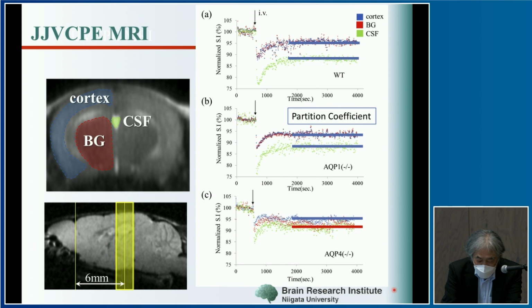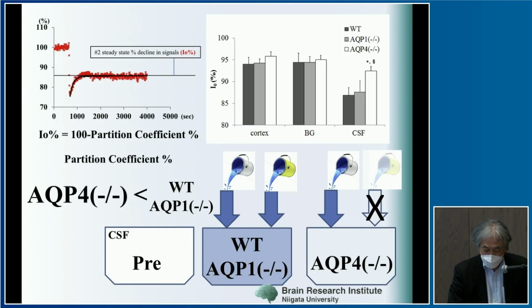The data shows that the movement of H2 17O in the brain parenchyma was significantly reduced in AQP4 knockout mice compared to controls, indicating impaired water dynamics. In contrast, AQP1 knockout did not impact the brain H2 17O kinetics. Quantitative analysis confirmed that the partition coefficient of H2 17O between cerebrospinal fluid and brain parenchyma was selectively decreased in AQP4 knockout. This suggests that AQP4 critically contributes to water dynamics into the brain parenchyma and out of brain parenchyma to CSF.